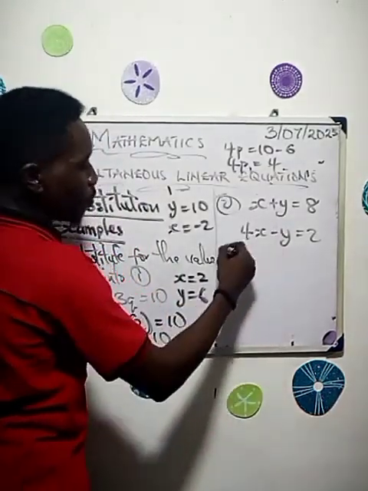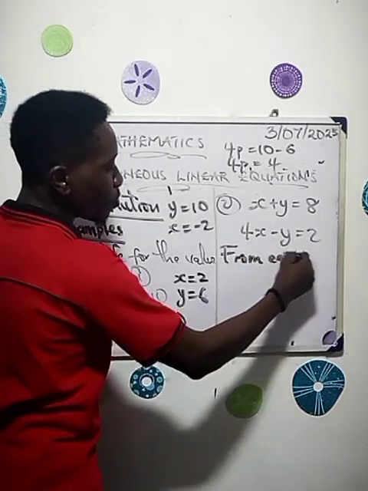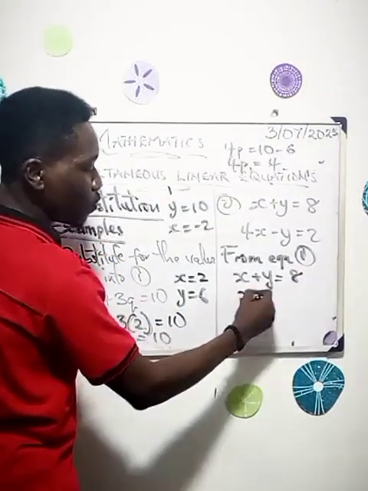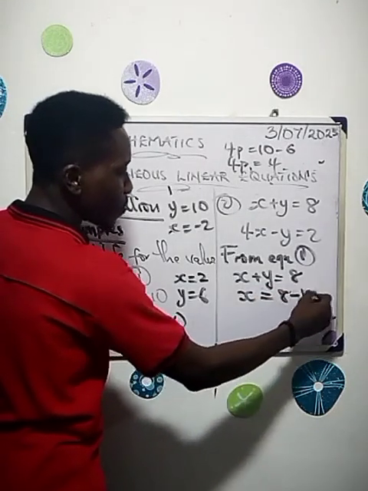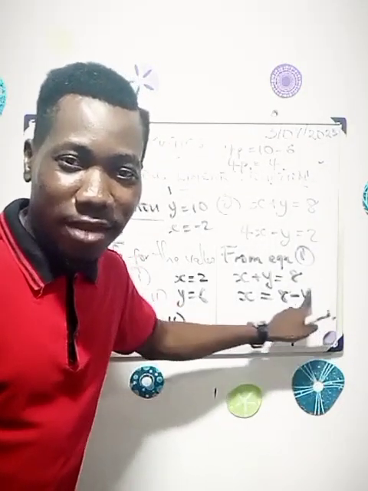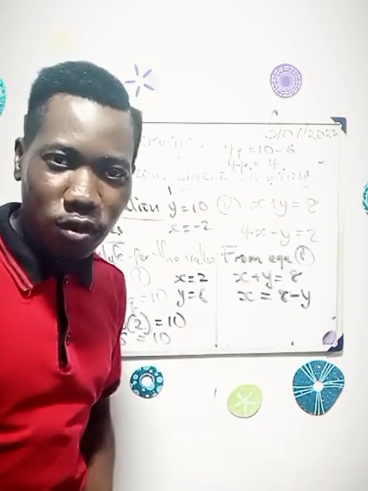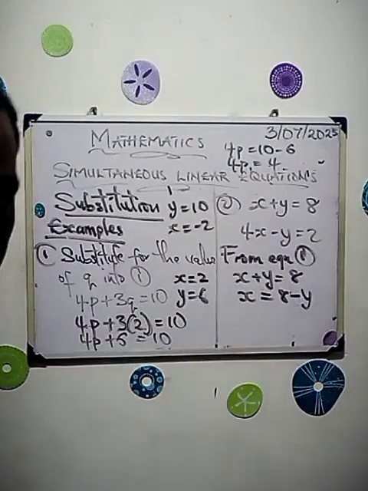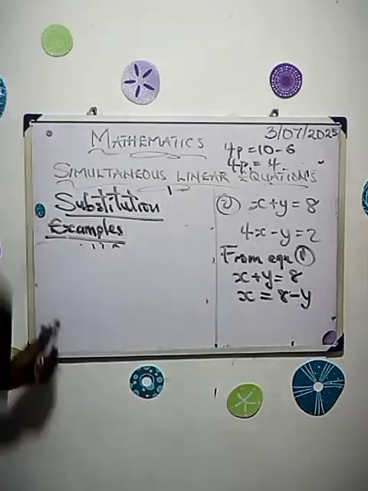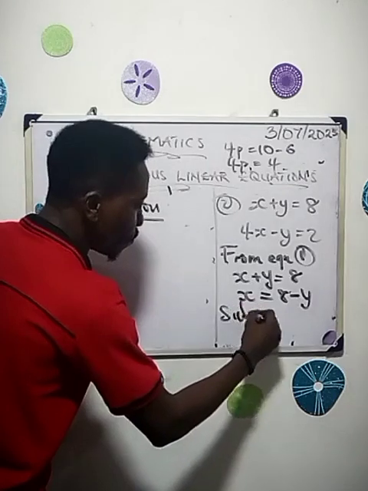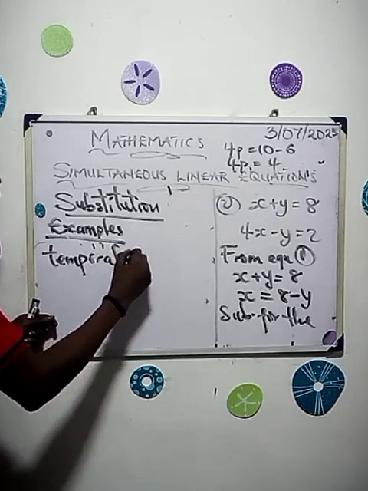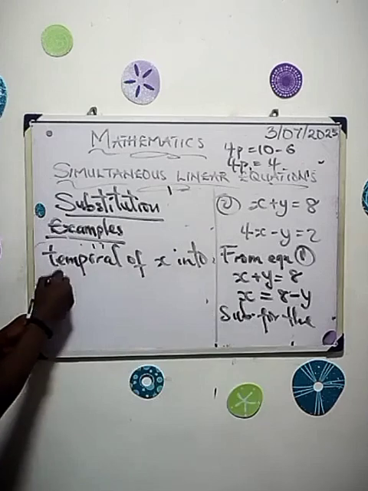So from equation 1, X plus Y equals 8. If I make X the subject of the formula, I have X equals 8 minus Y. Now I have a temporary value for X that I can substitute into equation 2.